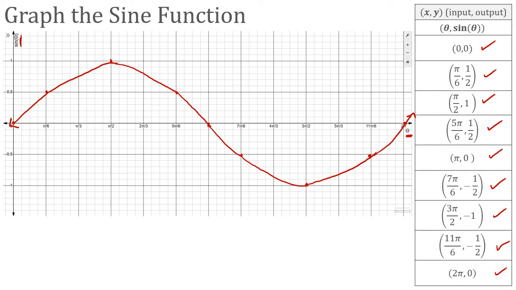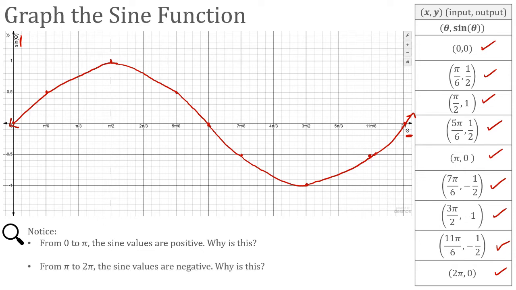Now, a couple of questions. You might notice that from 0 to pi, the sine values are positive. Why is this? And then, of course, from pi to 2 pi, the sine values are negative. So from 0 to pi, the outputs are positive, and from pi to 2 pi, the outputs are negative.